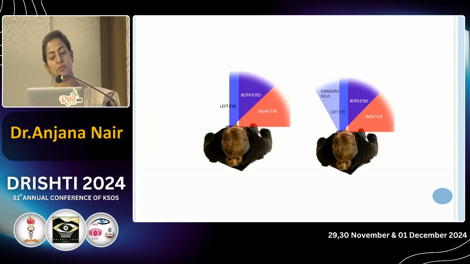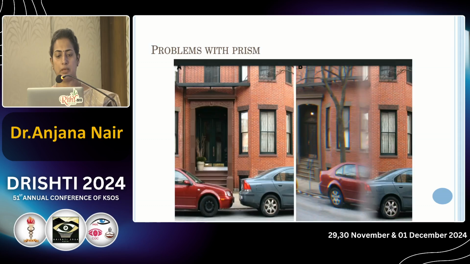Here in the first picture is a left homonymous hemianopia. In the second picture, the patient views through the prism, so the field of view has been expanded towards the left. But prescribing prisms is also associated with many problems.